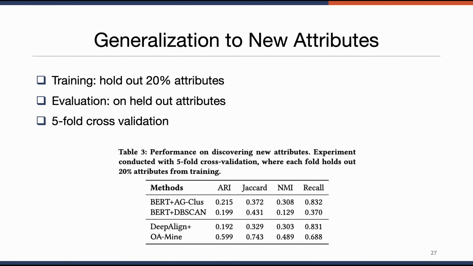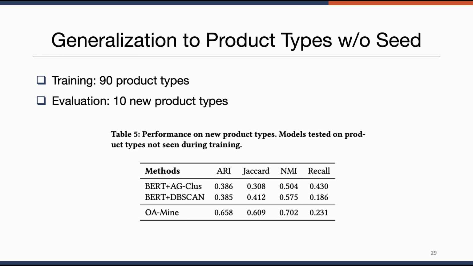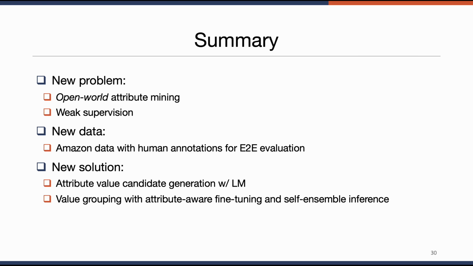Like we said, we want our method to be able to discover new attributes. So we run another set of experiments where we hold out 20% of the attributes with cross-validation. And here you can see quantitatively our method performs much better than the baselines. Another more challenging task is to evaluate the model on new prototypes without any supervision or seed information given. The way we do this is we use 90 prototypes for training and evaluate on 10 new prototypes. And here you can also see we have a fair advantage over the baseline methods.